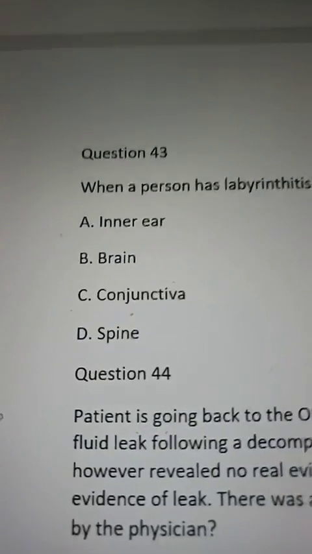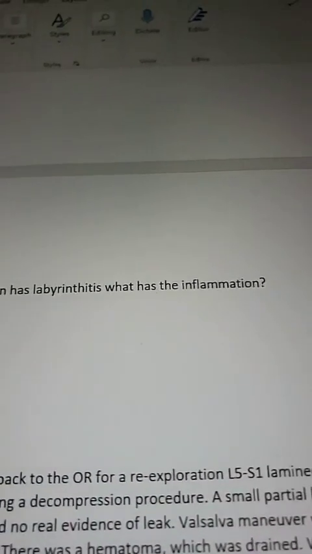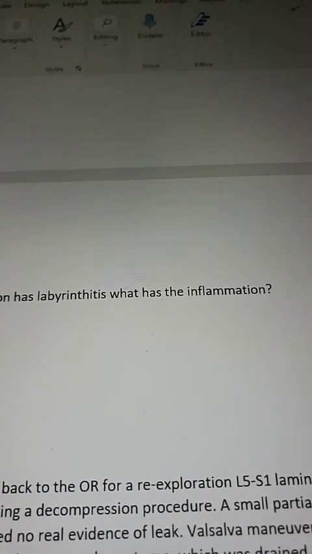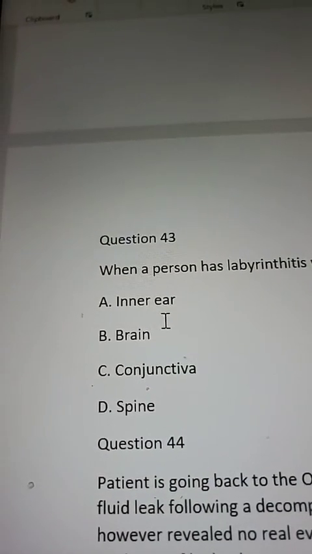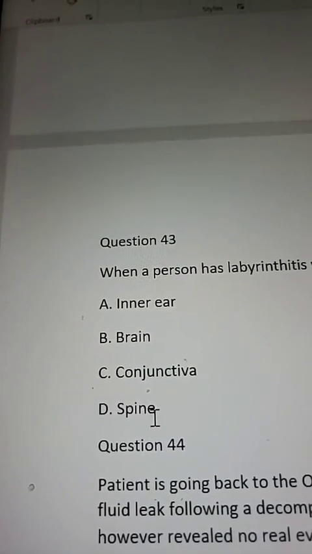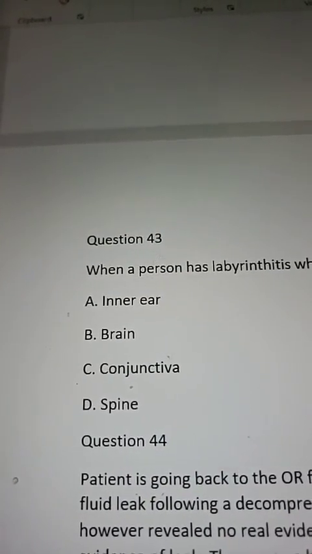While we're talking anatomy, what is a person with labyrinthitis? Inflammation. Is that inner ear, brain, conjunctiva, or spine? That one.